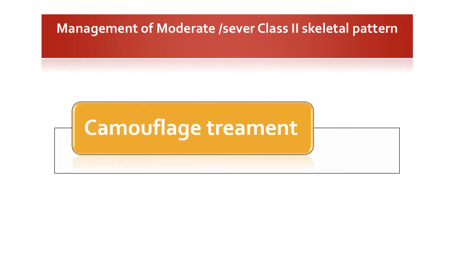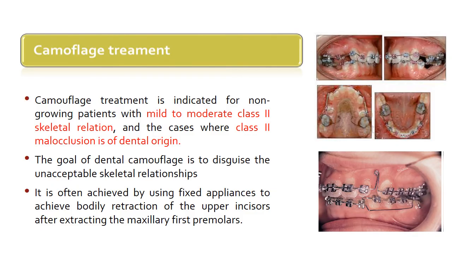Now the second treatment option is the camouflage treatment. The camouflage treatment is indicated for non-growing patients with a mild to moderate class 2 relationship, or in cases with a class 2 malocclusion but of dental origin. The main goal of the dental camouflage is to move the teeth in such a way as to hide the unacceptable skeletal relationship. So, in most of the cases, we are going to extract the first premolars and then we are going to retract the upper anteriors to have a more acceptable occlusion and a more aesthetic facial appearance.